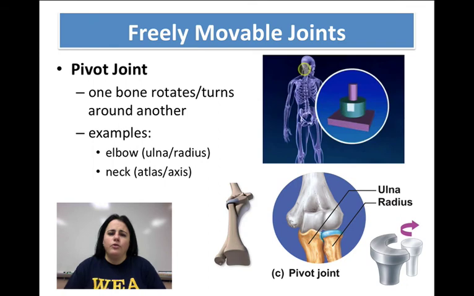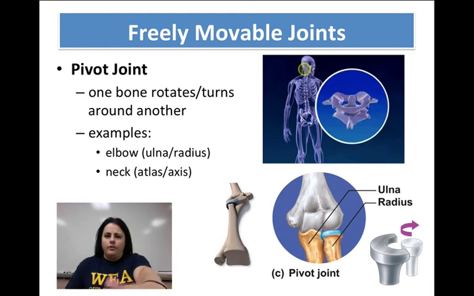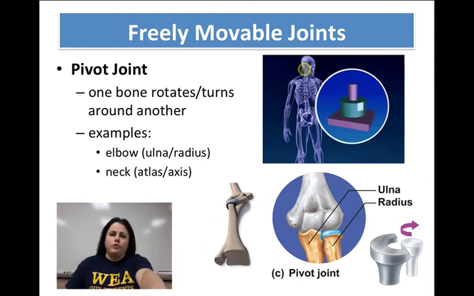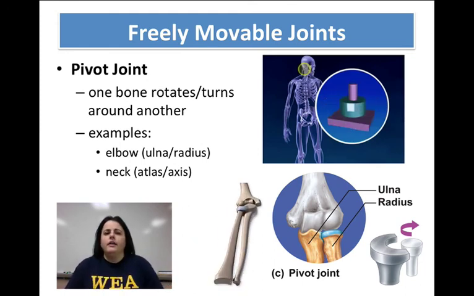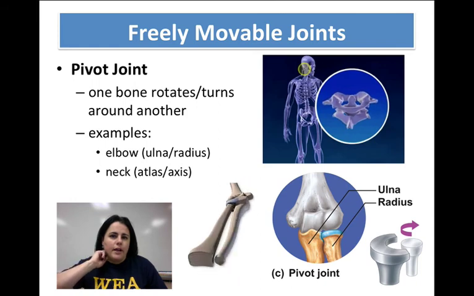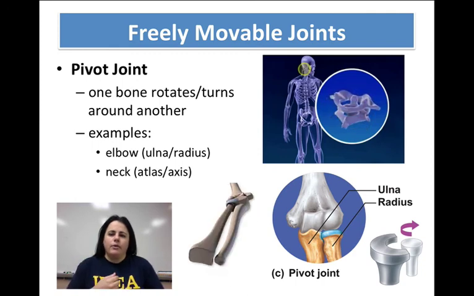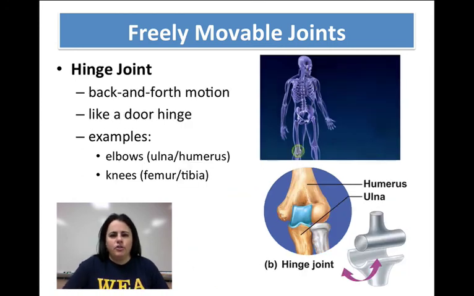Pivot joints rotate one bone around the other. So if you flip your arm over or rotate your arm, supinate and pronate, which are terms that deal with rotating, then the ulna and the radius will flip over each other. And then if you think of the neck, the vertebrae in your neck are called cervical vertebrae, and your top 2 are called the atlas and the axis. And the picture shows how they're rotating on each other, and that's why you could shake your head no, because they're pivoting. It's a pivot joint.